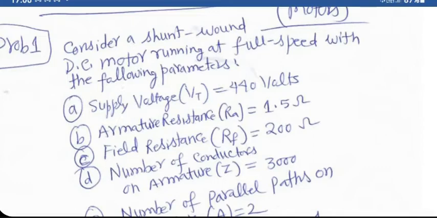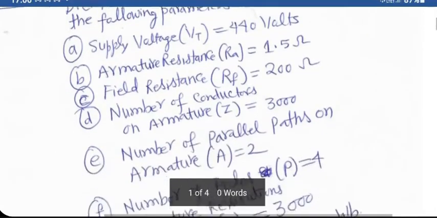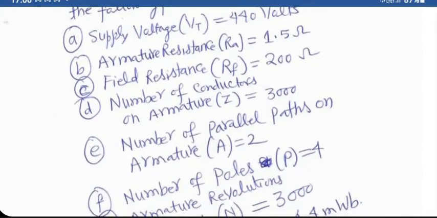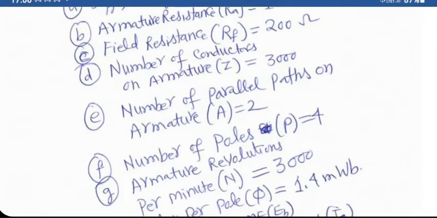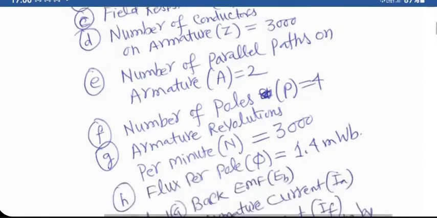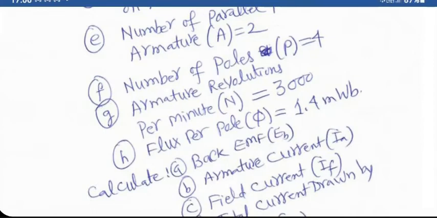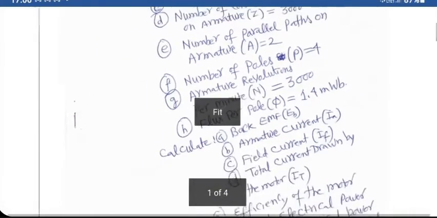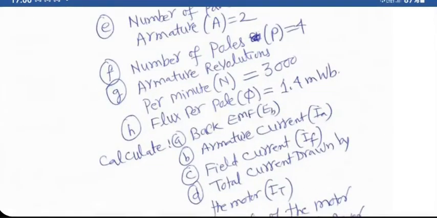Number of conductors on armature, capital Z, is 3000. Number of parallel paths on armature is 2. That means it's a wave wound armature. Number of poles, P, equal to 4. Armature revolutions per minute, N, is 3000. Flux per pole is 1.4 milliweber. It's a simple calculation, but it illustrates the concepts clearly.